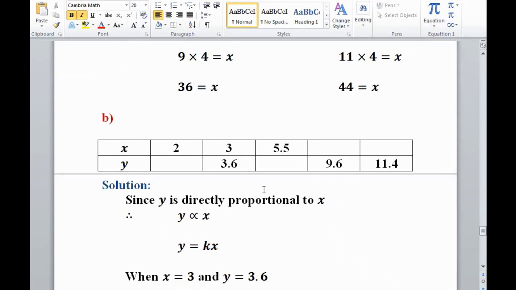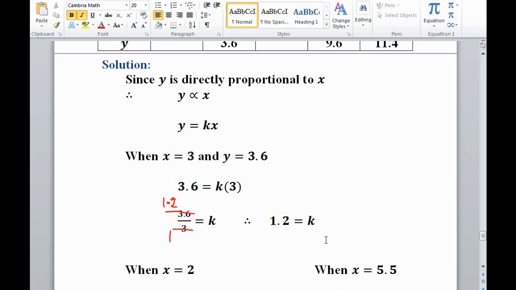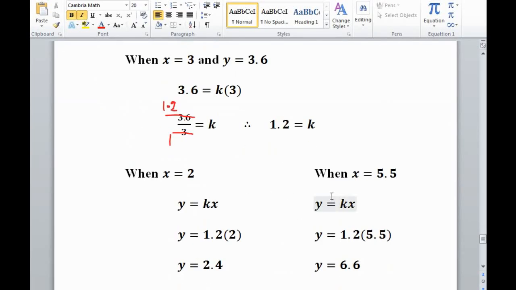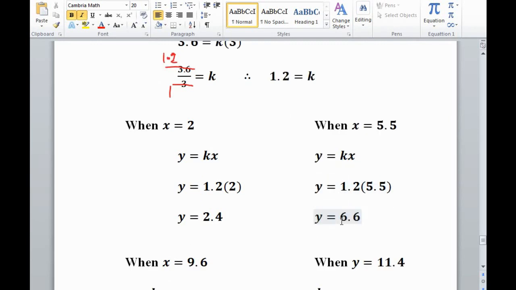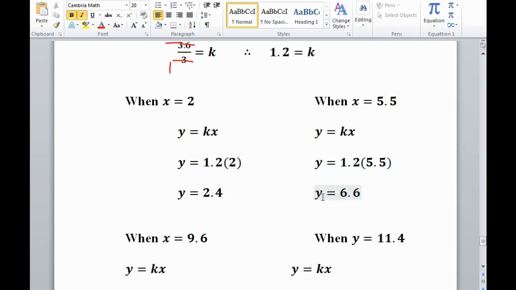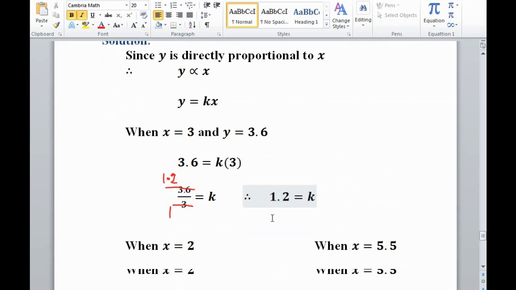Okay, the next, fourth column, first, second, third and fourth column, we have x equals 5.5 and we will be finding the value of y. So we have the relation y equals kx, where x is 5.5 and k is 1.2, which we have calculated. Simply by taking their product, we get y equals 6.6, which is the value of y when x equals 5.5.